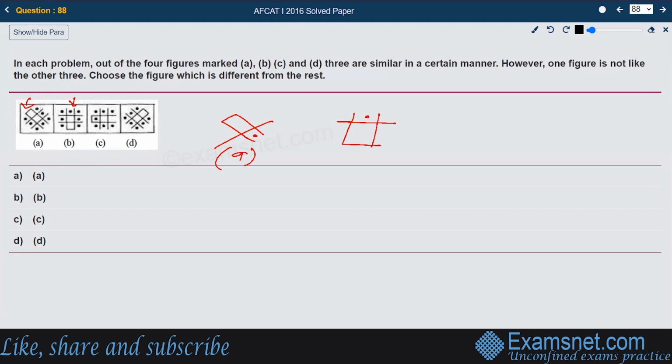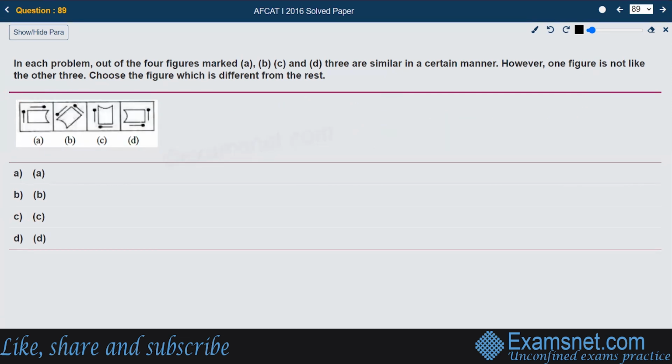In option C, this is the figure and the dot is placed here. It should have been placed on the outer side, but it is placed here. In option D, the dot is placed in the outermost cell. So D is correct, B is correct, and A is correct. C is the wrong one because the dot should have been here, not here. So option C is the odd one out, and that is the right answer.